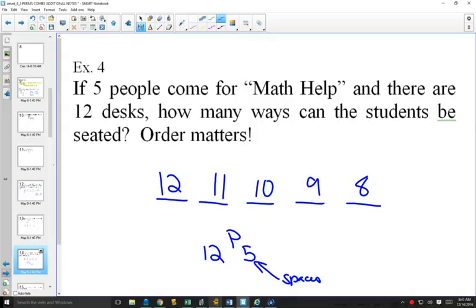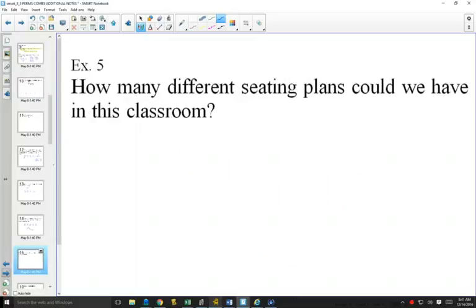Now, if we count how many people are in class right now, 1, 2, 3, 4, 5, 6, 7, 8, 12, 18 people, and there's 30 desks. How many seating plans could we make? So we would have 18 decisions to make because each of you would have to pick a spot. There's 30 spots to choose from.